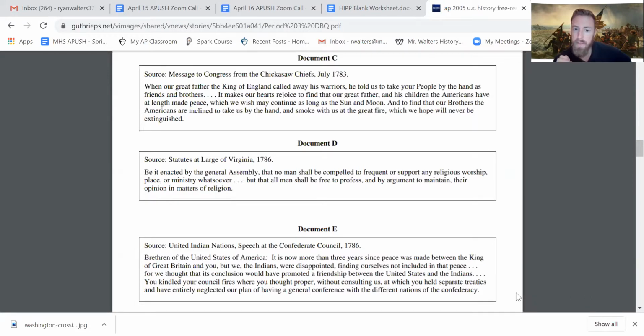Be it enacted by the General Assembly that no man shall be compelled to frequent or support any religious worship place or ministry whatsoever, but that all men shall be free to profess and by argument to maintain their opinion in matters of religion.